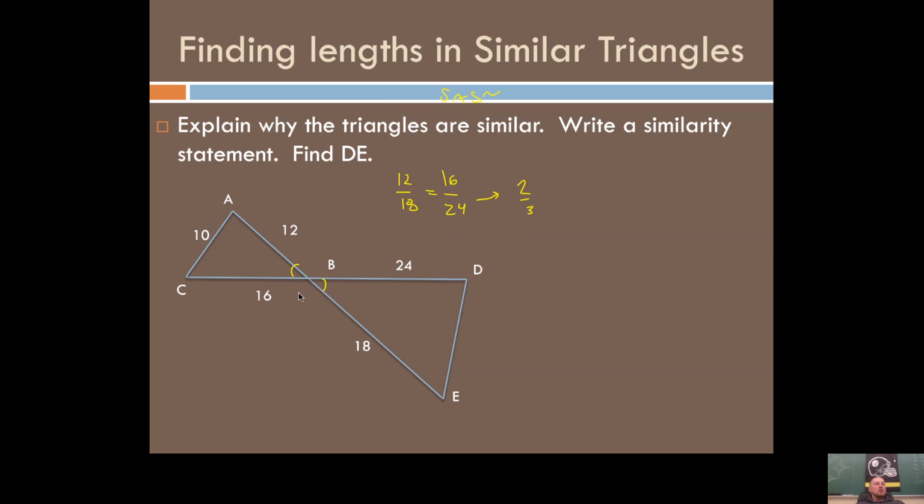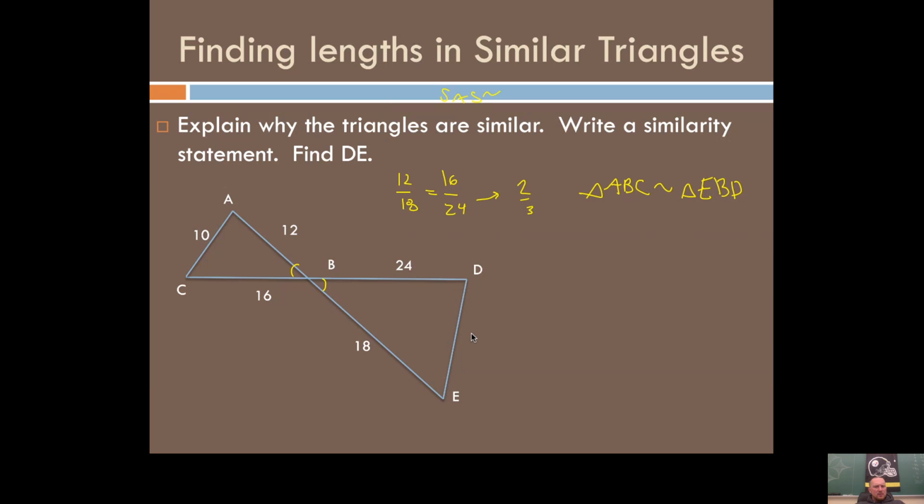Write a similarity statement. Triangle ABC is similar to this triangle down here. A is in between the two smallest sides. Fortunately, I don't know that over here, but I knew this one went with this one, right? So E goes with A. So it's going to be EVD. Sorry, that's a little messy.